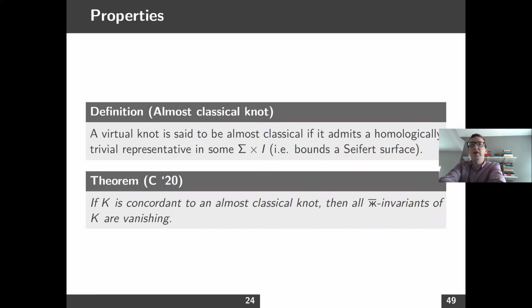Okay, so here are a few properties of these J-bar invariants. So first of all, recall that a virtual knot is said to be almost classical if it admits a homologically trivial representative in some thickened surface. So that just means it bounds a Seifert surface in some thickened surface. First thing to know is that if you have a knot which is concordant to any almost classical knot, then the J-bar invariants are automatically equal to 0. And so that means that the J-bar invariants really are obstructions to being concordant to an almost classical knot. In particular, they are obstructions to being slice.